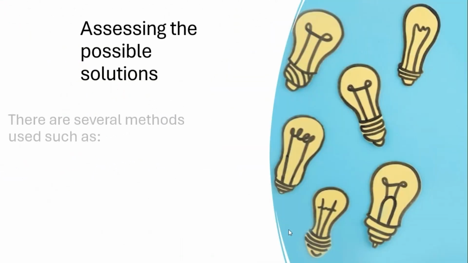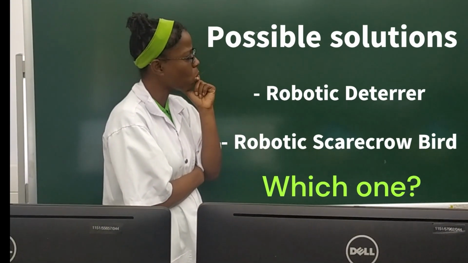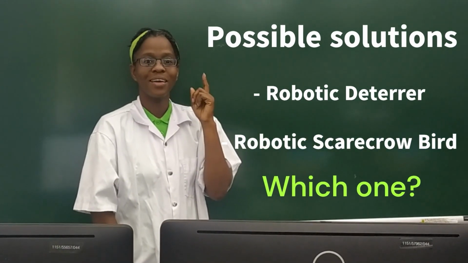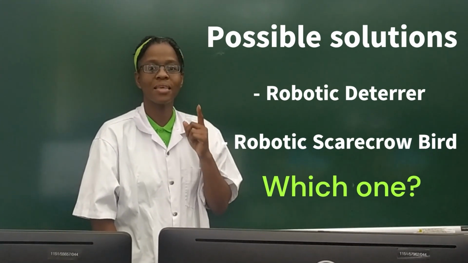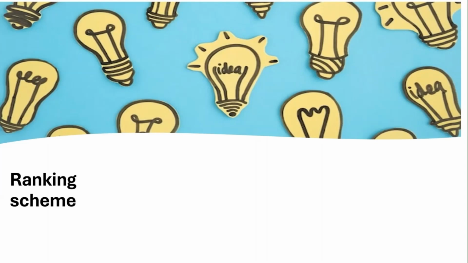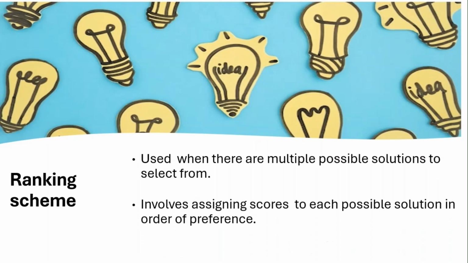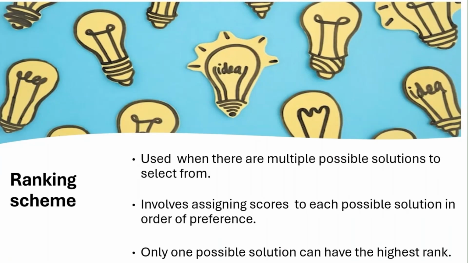There are several assessment methods used to select the chosen solution. These include voting, feasibility funnel, rating scale, and the ranking scheme. Which one? I know. Let us use the ranking scheme method to make the choice for us. Ranking scheme method is used when there are multiple possible solutions to select from. This involves assigning scores to each possible solution in order of preference. Only one possible solution can have the highest rank.